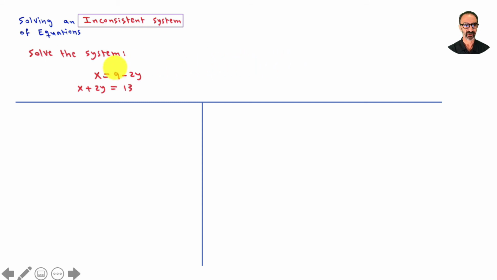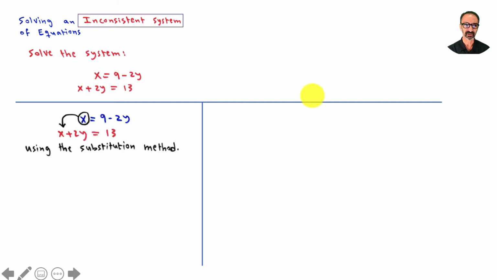Let's take a look. I think this one here is ready for substitution. You see the x is by itself. So if you have the choice, just pick substitution, because sometimes it's easier to graph, sometimes it's easier to use elimination. Let's take care of the substitution method.